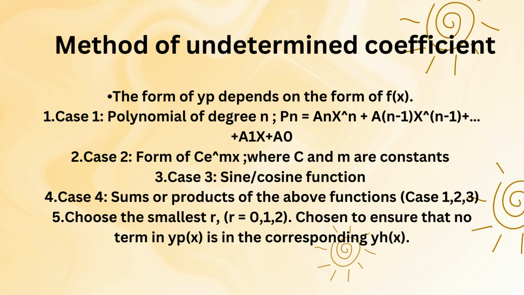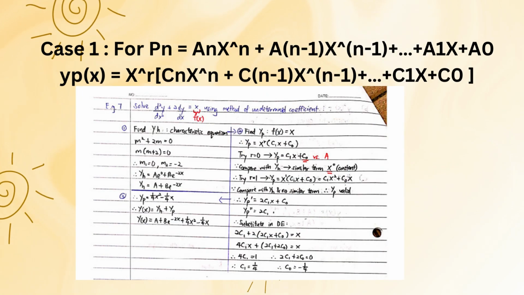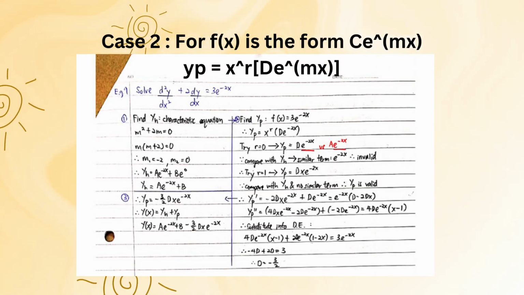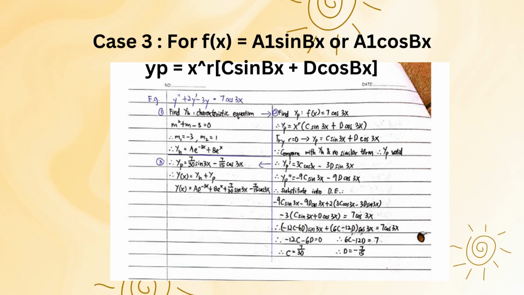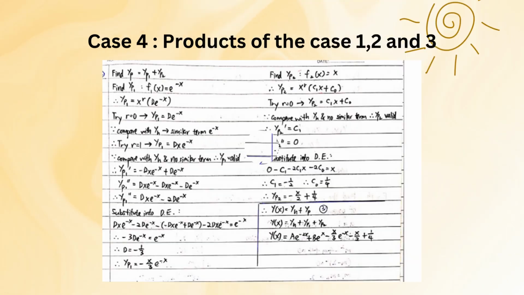For case 1, 2, 3, choose the smallest r. Mean of r equal to 0, 1, 2, chosen to ensure that no term in yp(x) is in the corresponding yh(x). This is the example for the case 1, for the case 2, for the case 3, and for the case 4.